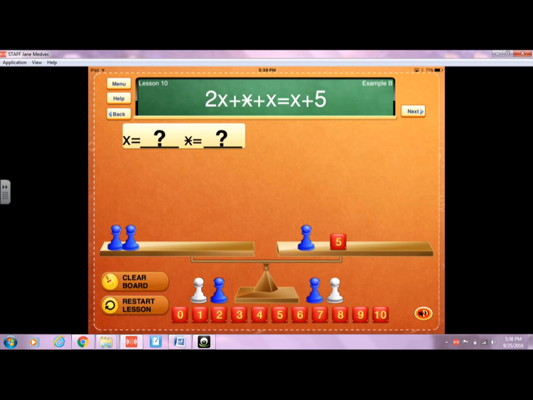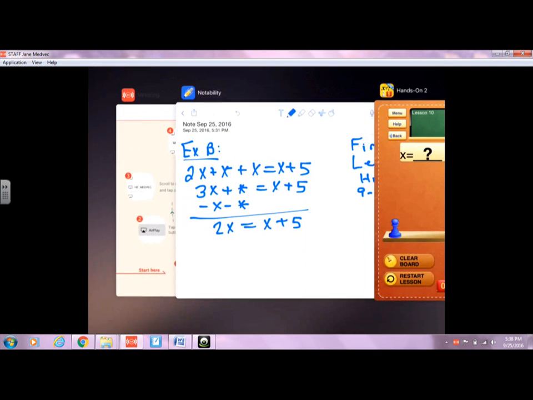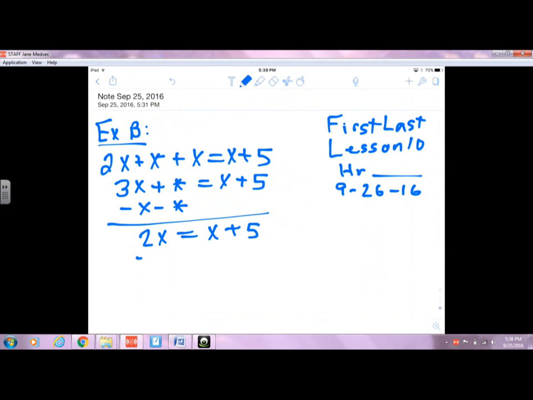So again, what can I take away from each side? Well, I can take 1x. So minus 1x, minus 1x. And then I'm left with x equals 5. So I'm going to go back to my notes, and I'm going to go minus x, and I get x equals 5.